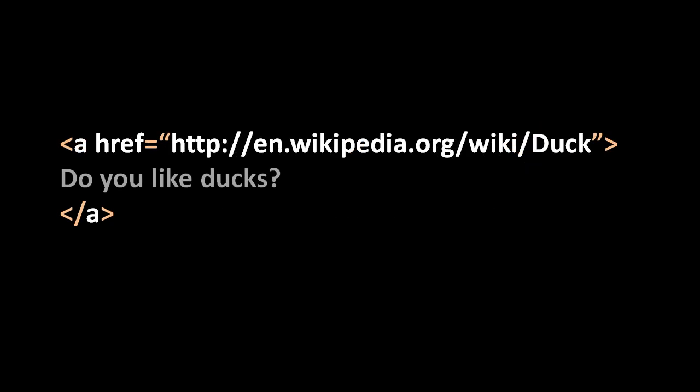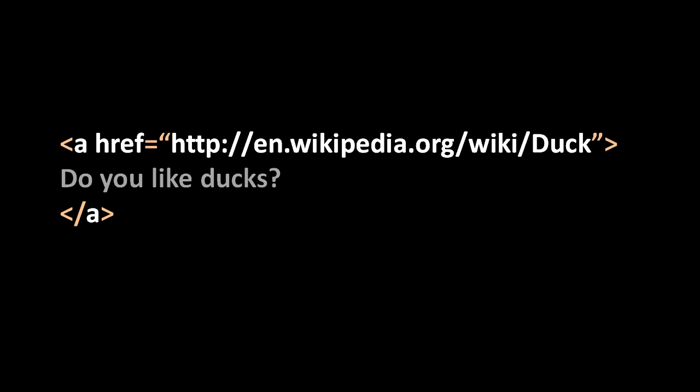So here's an example tag. HTML has a tag called A, standing for anchor, which strangely is what HTML calls a hyperlink. So this tag is creating a link. You'll notice here that the name of the tag, A, is written both in the opening tag and the closing tag. In between we have some content, which is just some text reading "Do you like ducks?" And then in the opening tag there's one attribute, href, with a URL for its value reading http://en.wikipedia.org/wiki/duck.